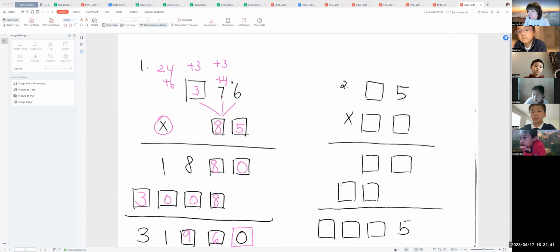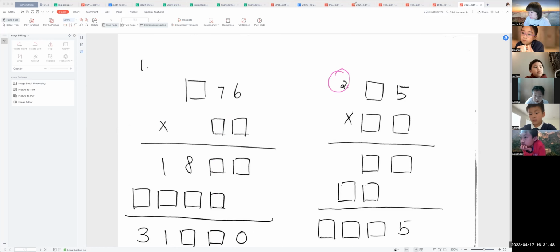Understand, everybody? Yeah. Okay, so now if you understood this one, let's move forward to the number 2. Okay, so number 2 is not very hard, but I want you to try to do your best.